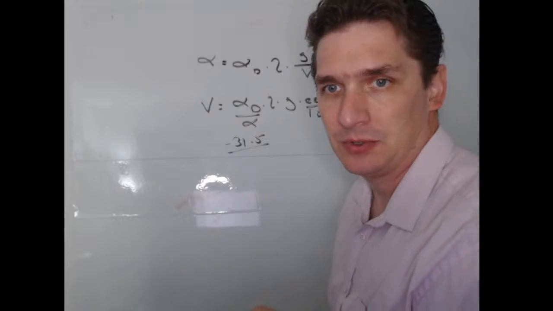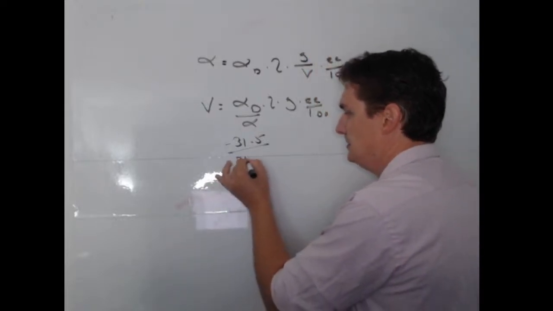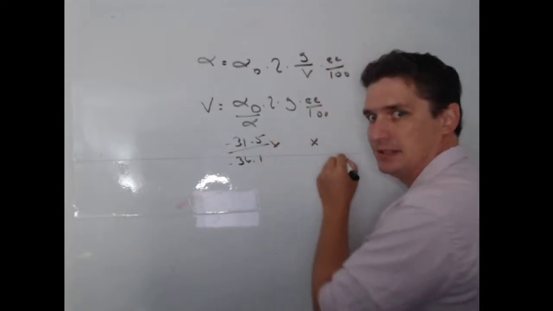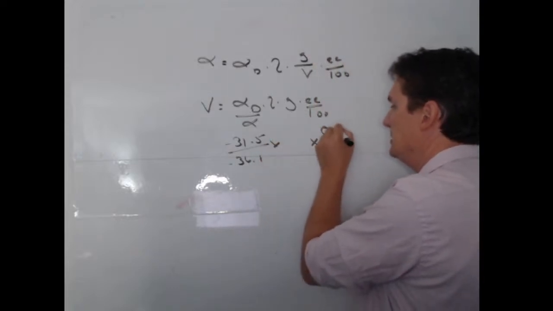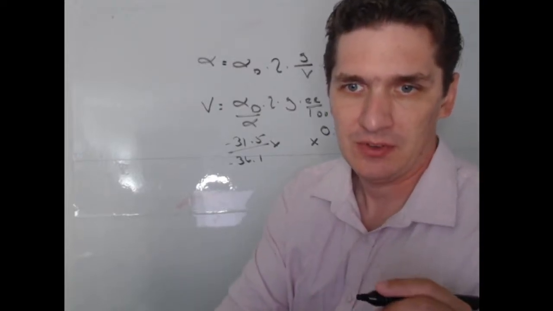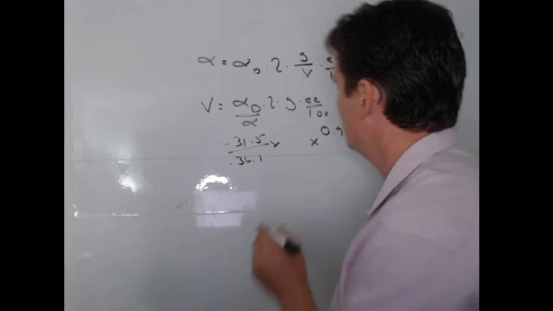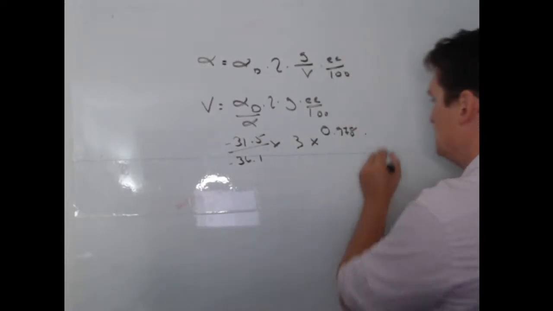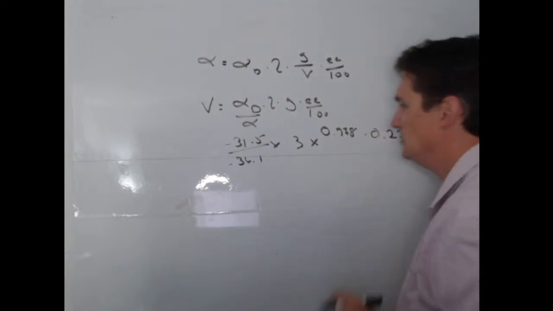So alpha D you're given in this problem as negative 31.5. You have an optical rotation alpha of minus 36.1. Mass of substance is 0.978. The volume is unknown. The path length is 3 decimeters. And the EE in this case is 22%, or when you divide it by 100, you get 0.22.